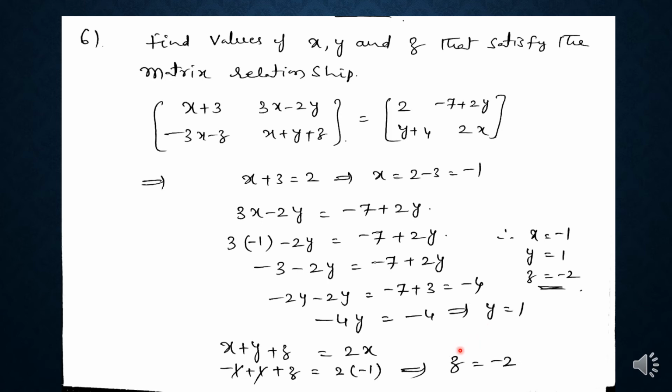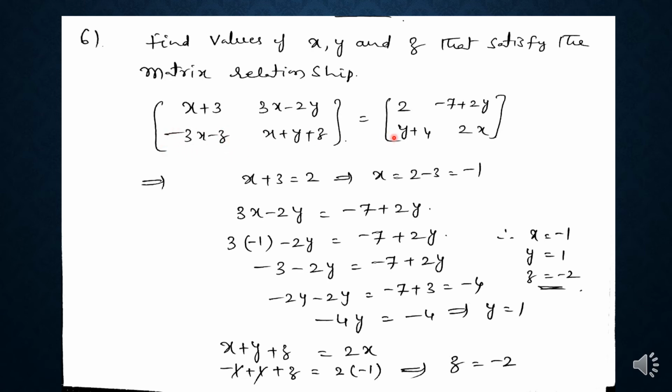To check whether these are correct or not, now take the third element, first element in the second row, that is minus 3x minus z is equal to y plus 4. Now substitute x value and z value here. What is x value? X is equal to minus 1. That becomes minus 3 into minus 1, that is plus 3. Plus 3 minus of minus 2, plus 3 plus 2, that is equal to 5. Minus 3x minus z is equal to 5.